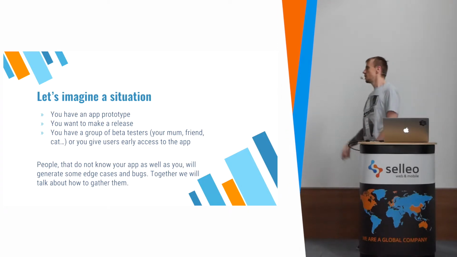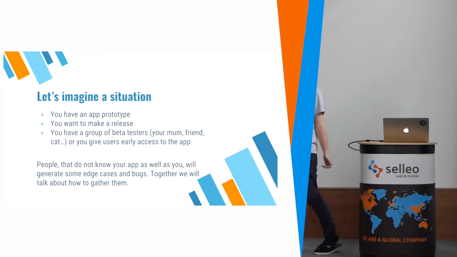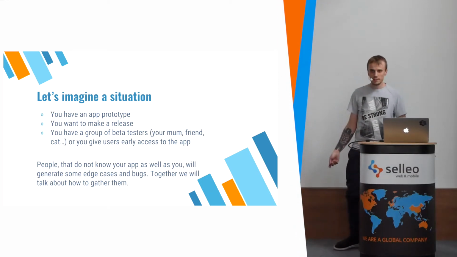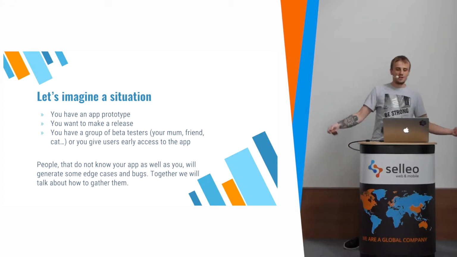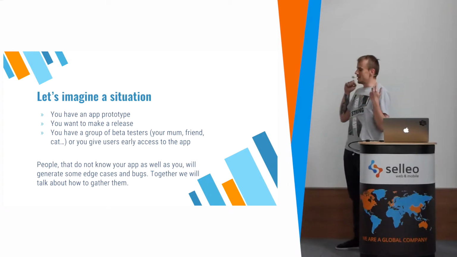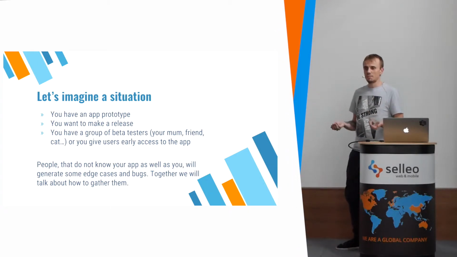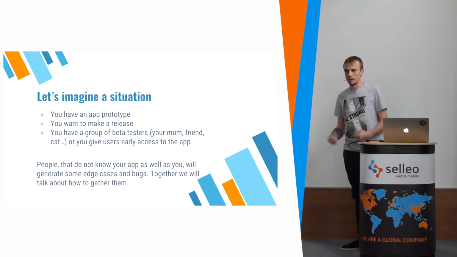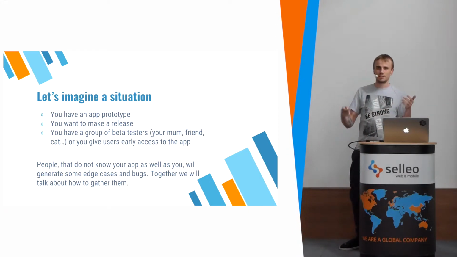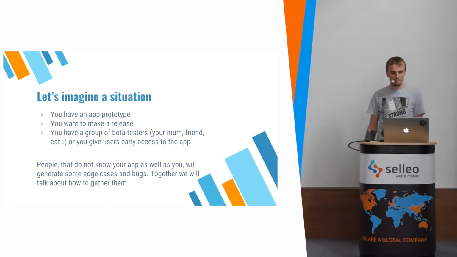Let's imagine a situation where you have an app prototype and you want to make a release, and you have your beta testers team, your mom, your friend, your cat, and you give them access to the app, and they will provide you feedback. For example, hey Bob, something is wrong. I don't see this image, or something like this.